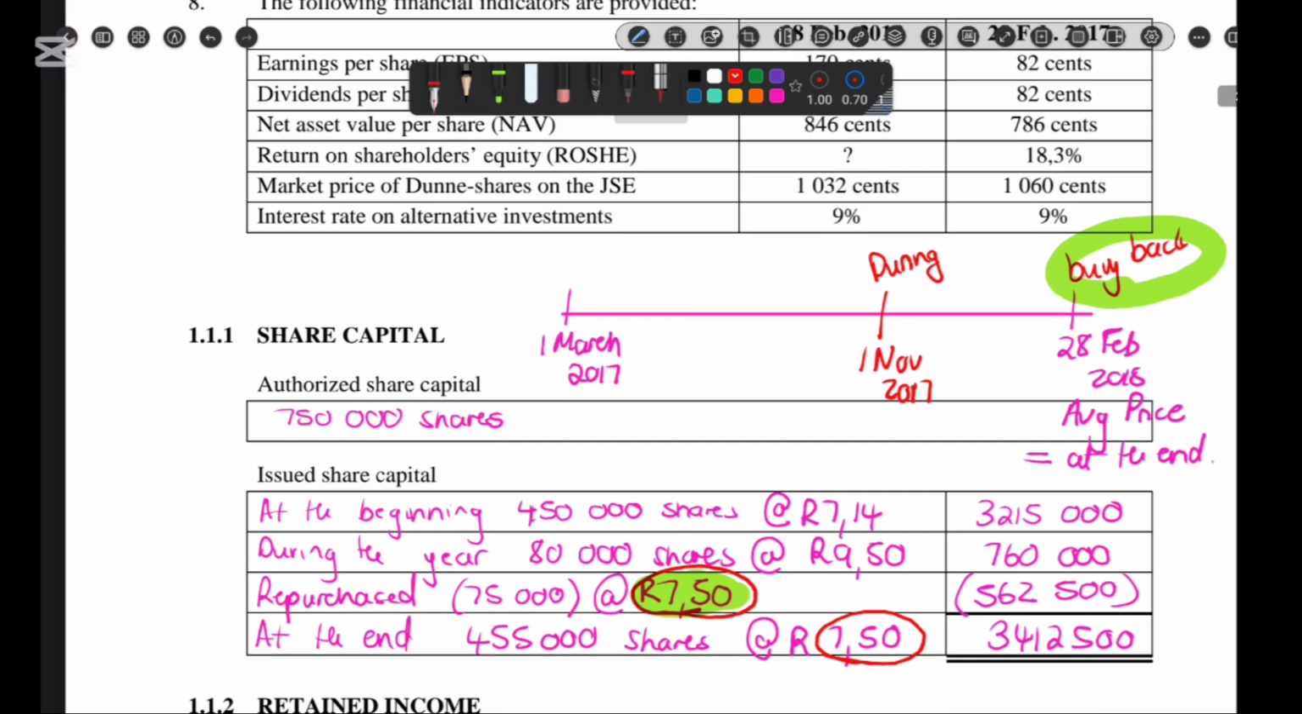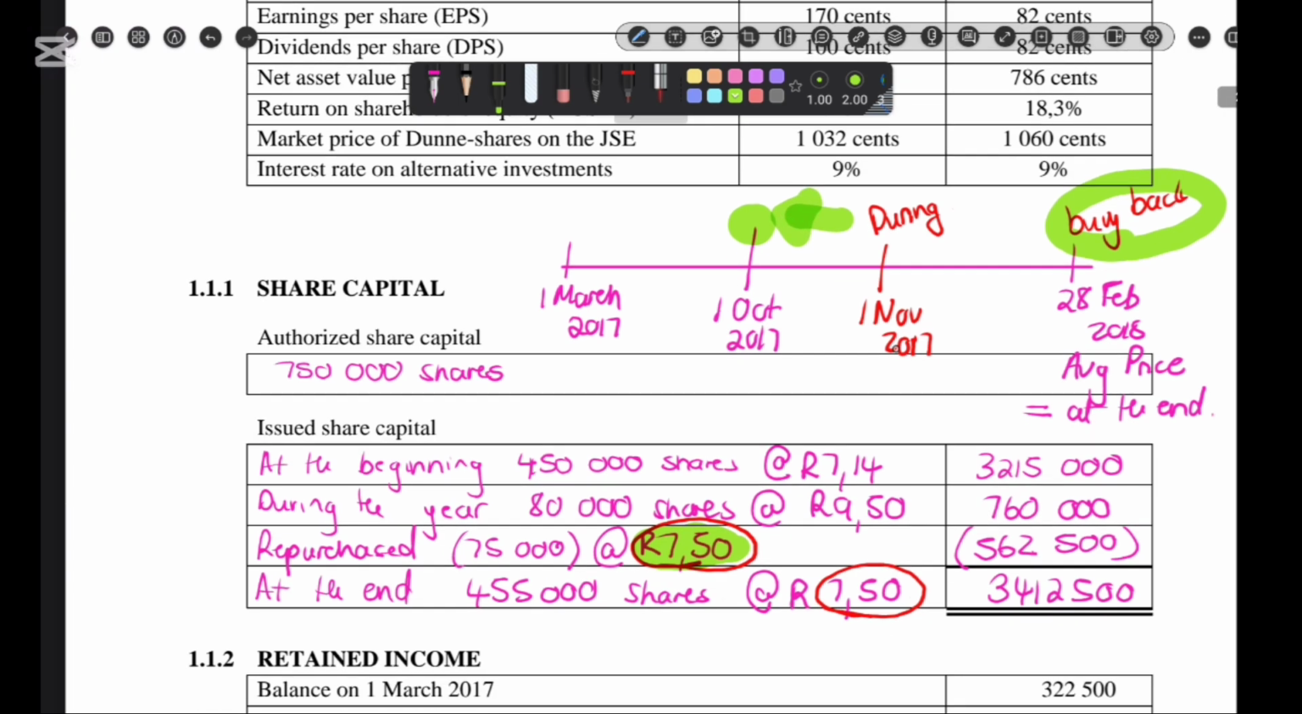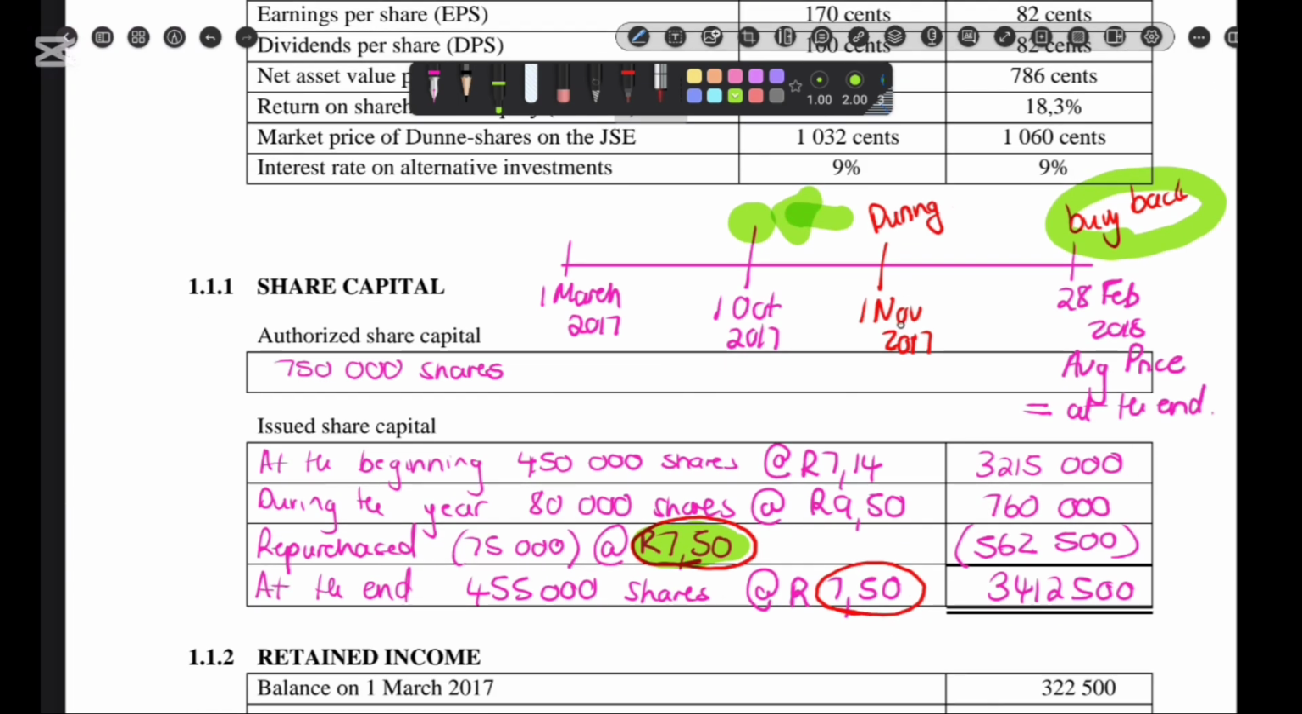Because if your buyback happens after your during, then the average price of your buyback will be the same as the one at the end of the year. But if, let's say, your buyback happened before, so let's say our buyback happened on the 1st of October 2017. Now can you see that my buyback is here? It's before my during, because my during happens after on the 1st of November.